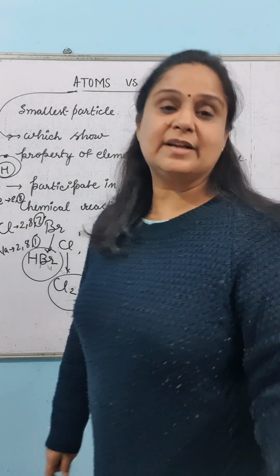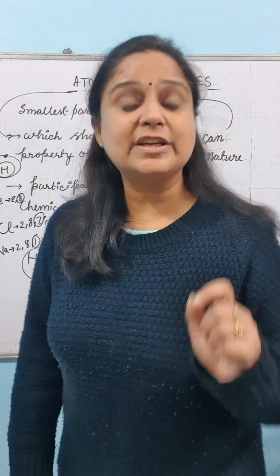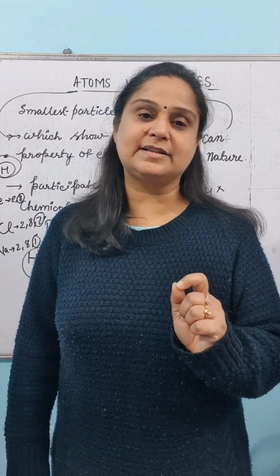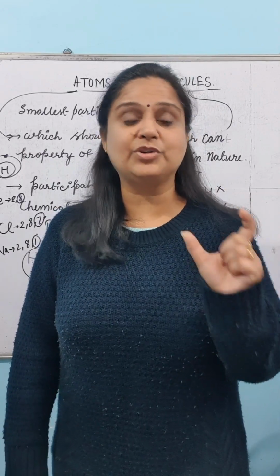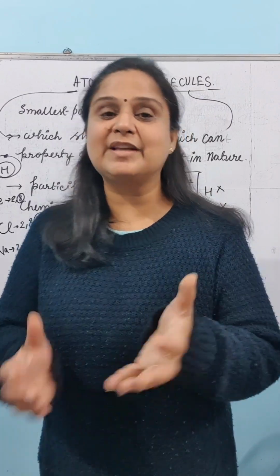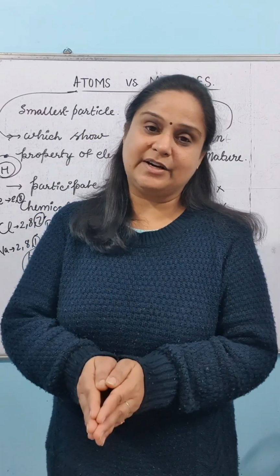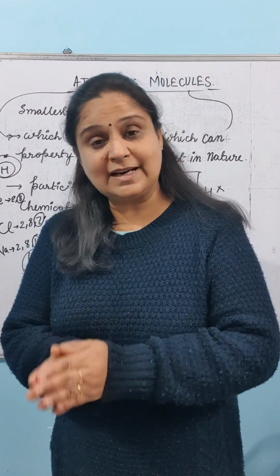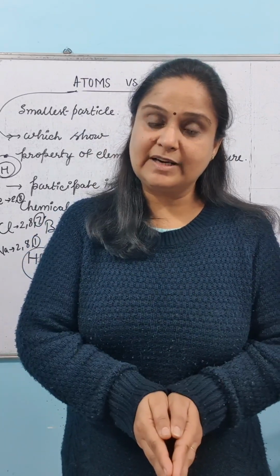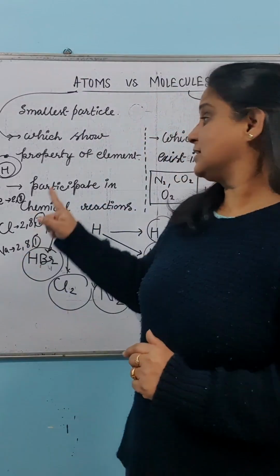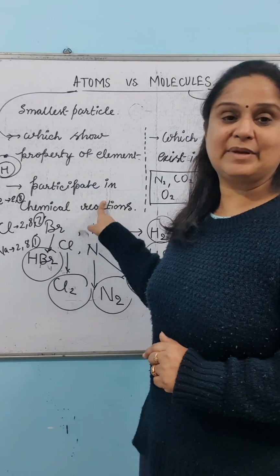So molecules are the smallest species which can independently exist. Smallest species जो अकेली रह सकती हैं, जिन पर कोई octet rule काम नहीं कर रहा, because they have combined to satisfy the octet rule. And on the other hand, atoms are the smallest species which show the property of that element, and these are participating in the chemical reaction.